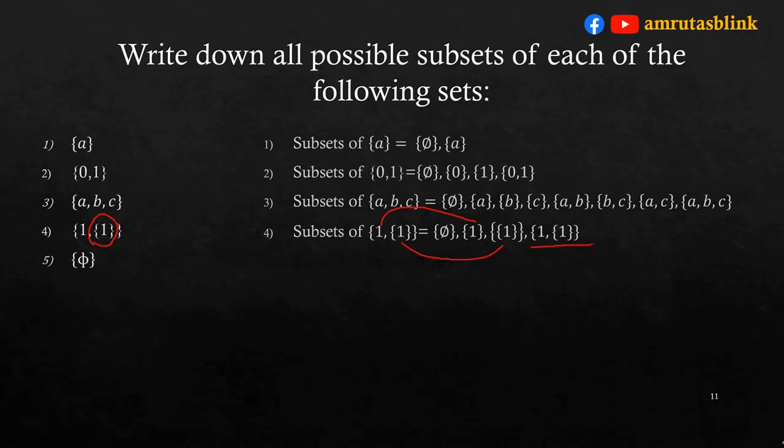Next is phi. Now this phi is there in the curly bracket, so this phi is an element. So as usual, first subset would be the empty set, that is phi, and the given set is {phi}. So there are two subsets of the given set. Understood this concept? You have to study this particular slide thoroughly, where we have to write down all the possible subsets of the given set, because there is a slight variation in question number 4 and question number 5. Study them carefully.